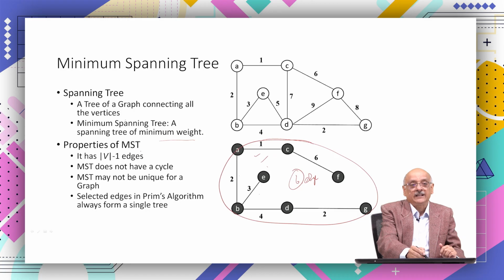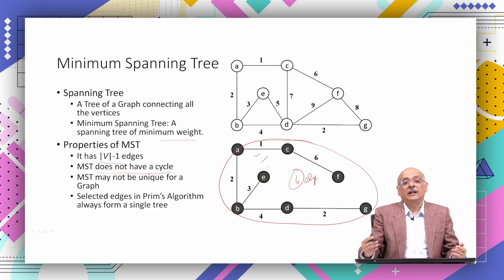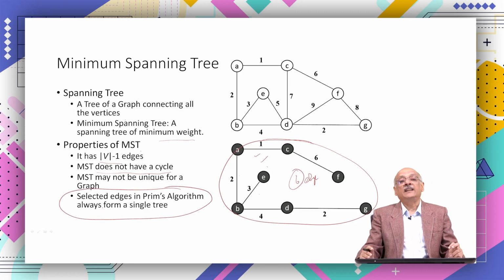Then the properties, once again: it has V minus 1 edges, and an MST does not have a cycle. Trees do not have cycles, and so is the minimum cost spanning tree. An MST may not be unique for a graph, there may be multiple, but we are finding one of the solutions over here. And a very important point about Prim's algorithm is that the selected edges in Prim's algorithm always form a single tree.